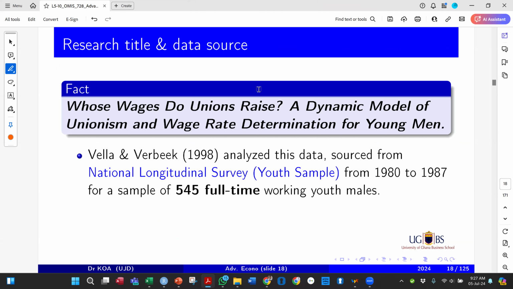So the number of individuals were 545 full-time working youth males. Now watch the word. They are youth, but they are what? Working. And the sample is from 1980 to 1987. The data is actually from the National Longitudinal Survey youth sample. It's right there as I speak. That's why I got it.